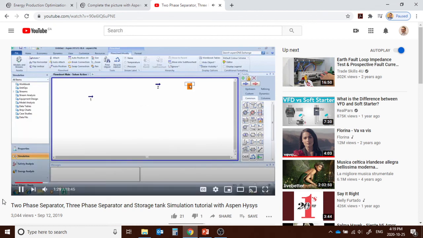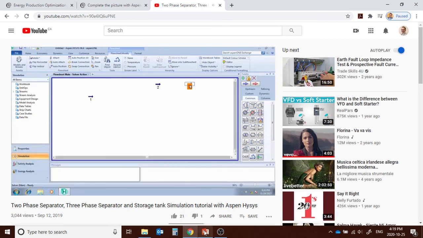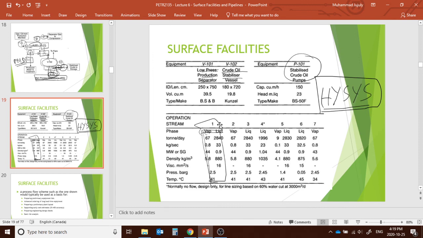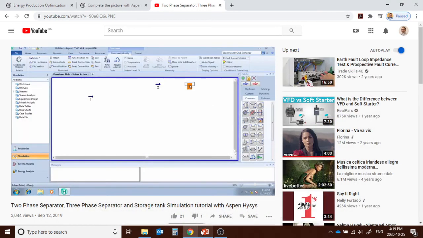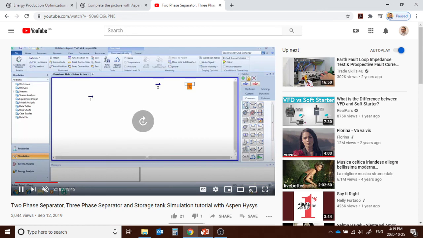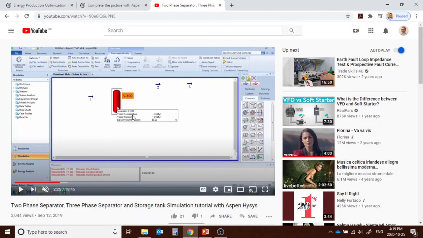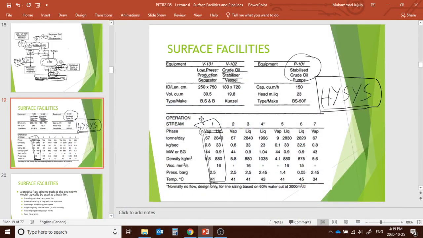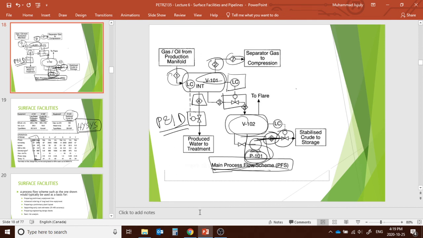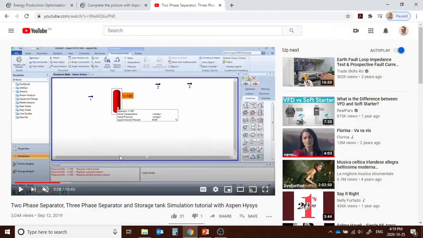So how can you do that? At first, you have to define the streams, the product streamlines. As you can see in our lecture note, these are the streamlines. Then you have to decide what type of separator you use. This is the separator, as you can see, vessel 100. When you select the separator, after that you have to select the pressure, temperature, and the volume content, as you can see here too. We have to consider what the design pressure and temperature would be, everything like that.